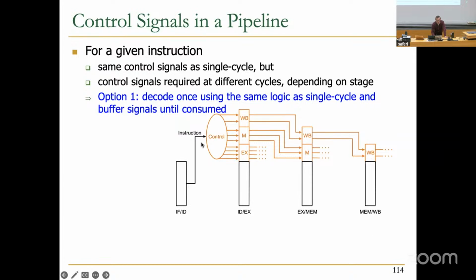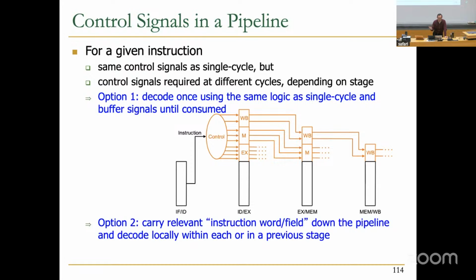Okay, but the control signals that you generate are the same as the single cycle control signals. You just delay when you use those control signals because of the definition of pipelining, right? An instruction does something, a part of the instruction is processed at different cycles, and different instructions are processed on the same hardware at different places.